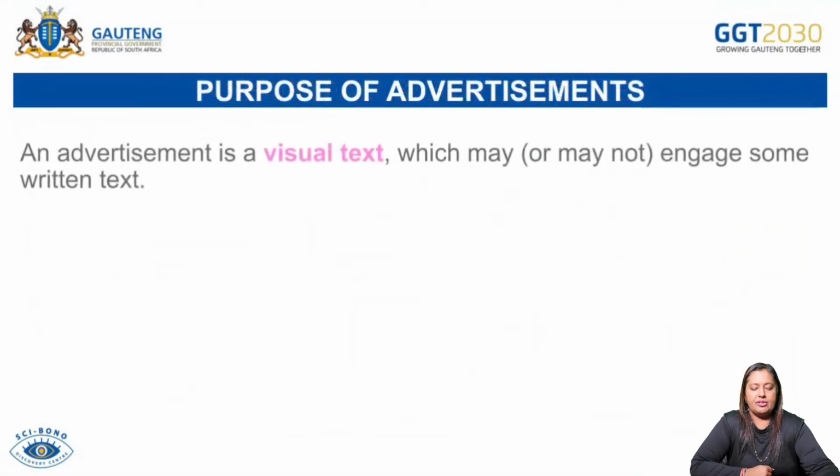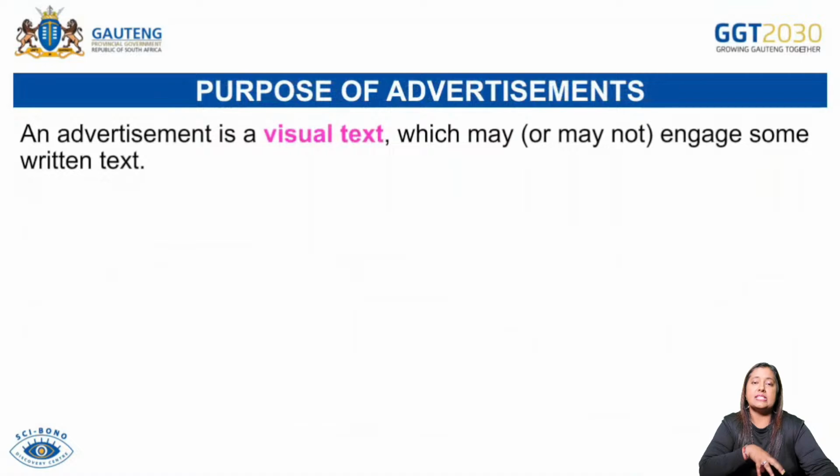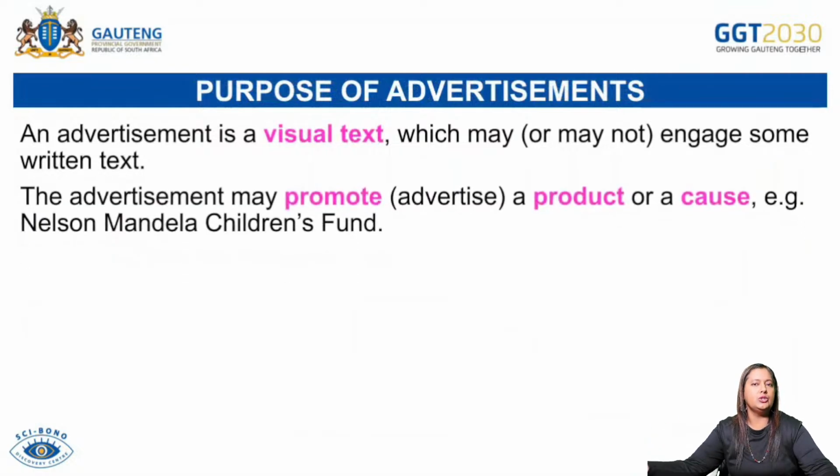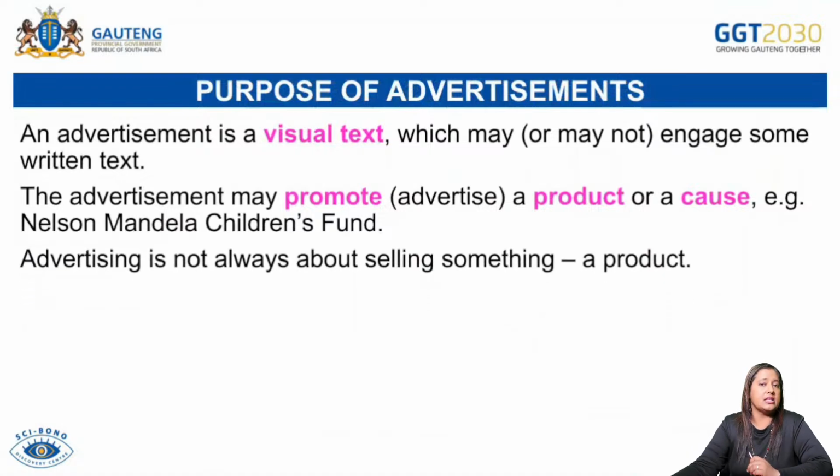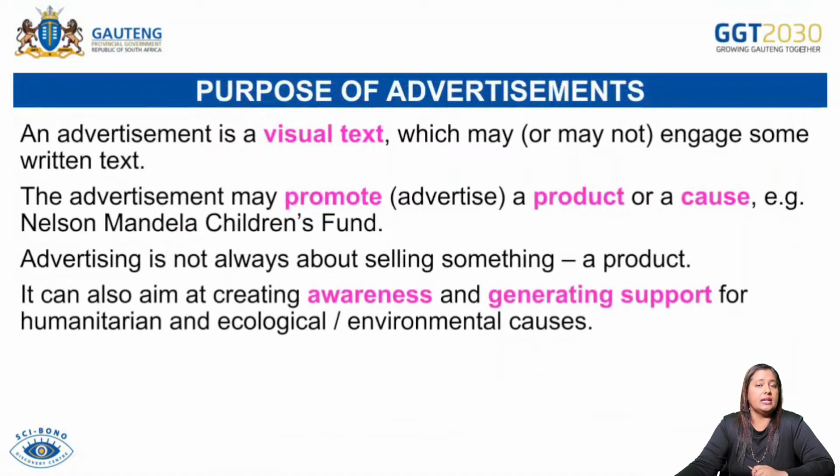Looking a little further, remember, an advert is a visual text. There will usually be some kind of written text, though there may not be. An advert is made by an advertiser, and more importantly, they are trying to get their viewpoint across. Either they're selling a product or they are raising awareness for a cause in society, like the Nelson Mandela Fund. Advertising, as I mentioned, is not always about selling a product, but also about generating support.